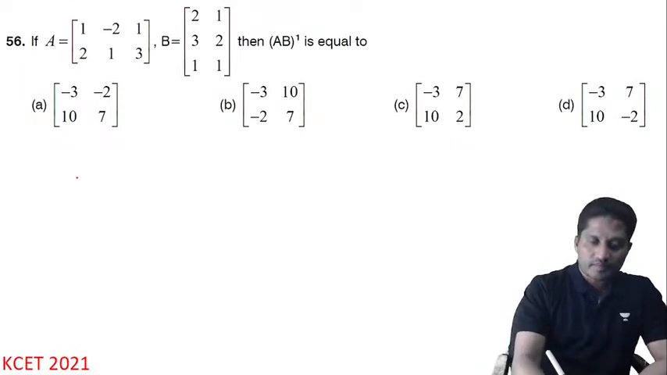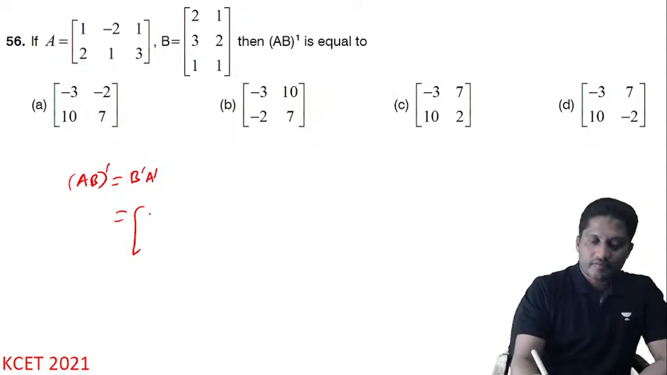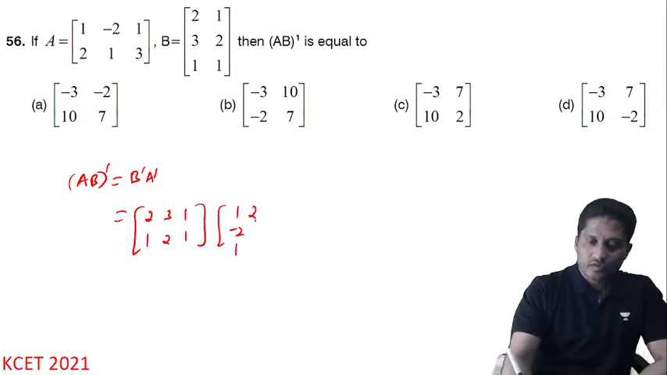(AB) whole transpose is equal to B dash into A dash. Right, very simple question. B dash: if you take the first row, it becomes the first column, the second row becomes the second column, the third row becomes the third column. A dash will be equal to 1, minus 2 and 1, 2, 1, 3.